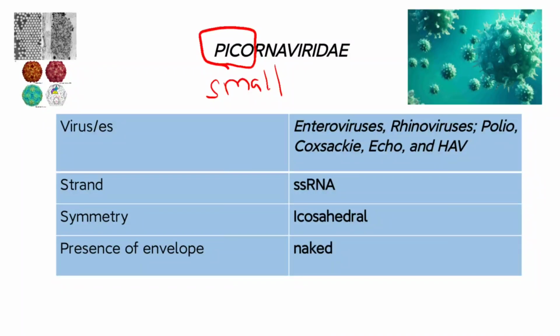So for this virus, meron tayong enteroviruses, rhinoviruses, dalawa lang pala, sorry. Enteroviruses and the rhinoviruses. So, sino-sino yung mga yan? We have the polio, Coxsackievirus, echovirus, and the hepatitis A virus. So, strand niya, single-stranded RNA, icosahedral, and they are all naked.